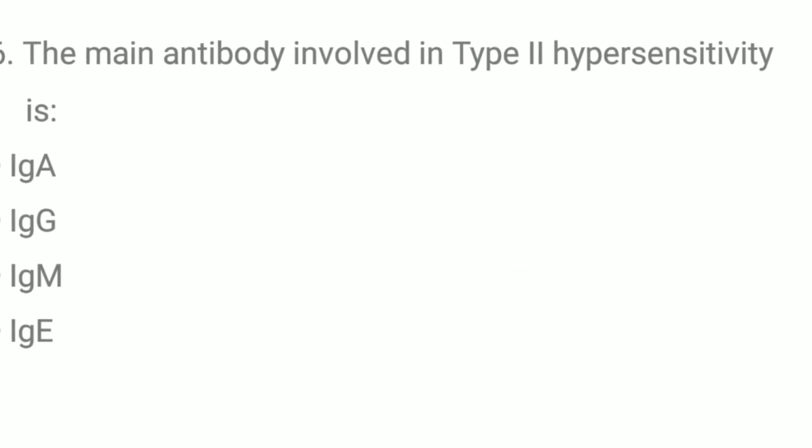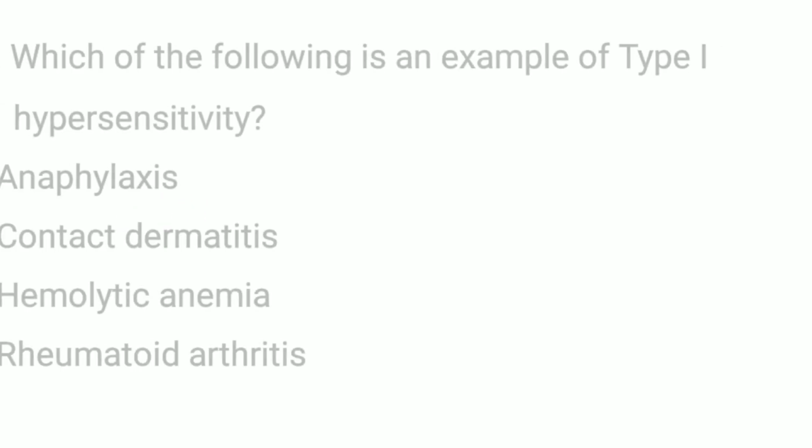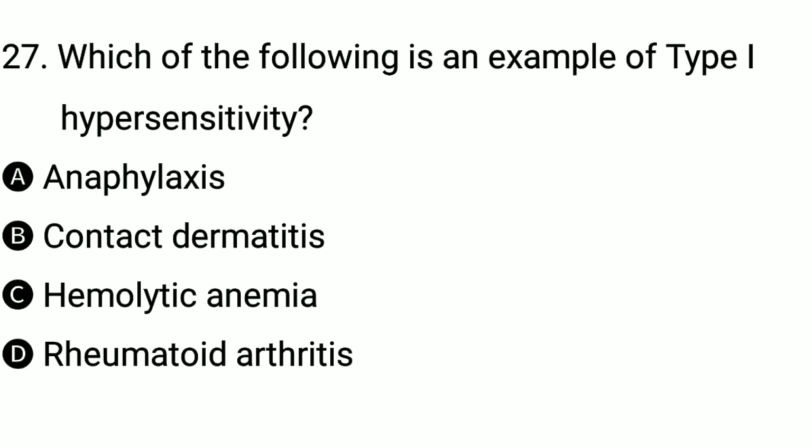Question number 26. The main antibody involved in type 2 hypersensitivity is. The right option is option B, IgG. Question number 27. Which of the following is an example of type 1 hypersensitivity? The right option is option A, anaphylaxis.